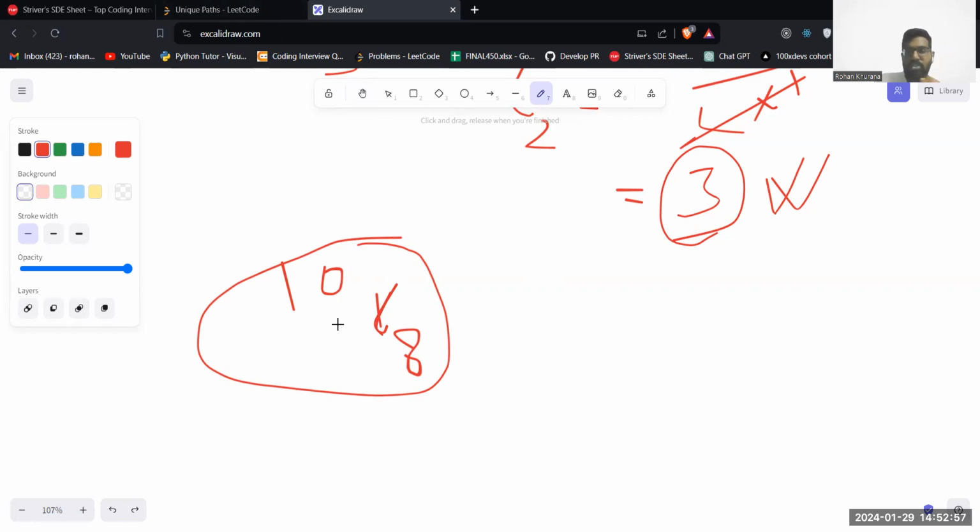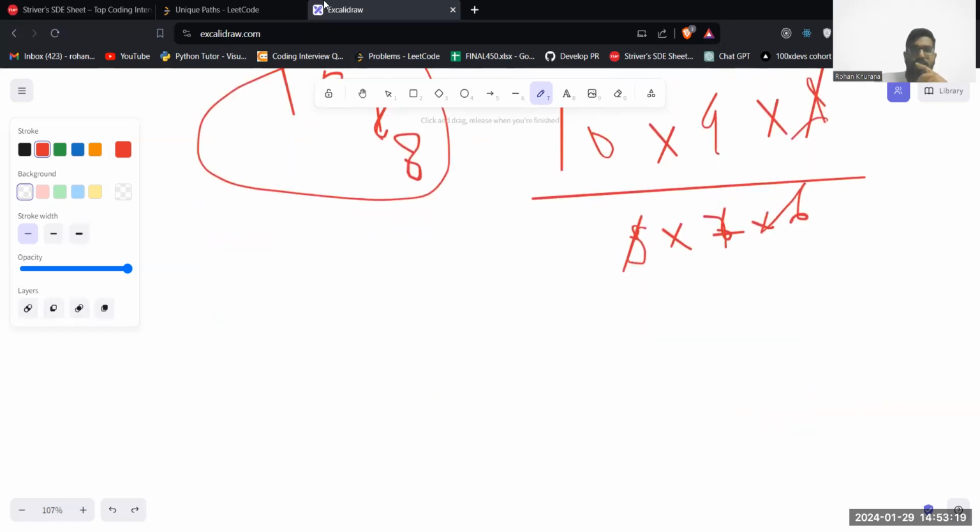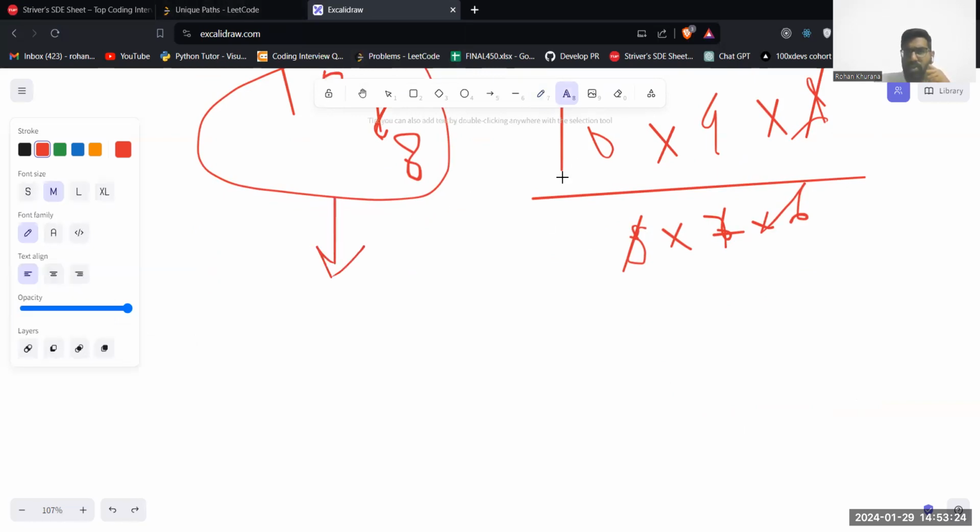Basically, it's 10 into 9 into 8 upon 8 into 6, 7 into 6, and so on. You can read more about it on the internet, like how to easily solve it, but I'll just write down the code for you. You don't need to understand all these things right now, because you will have dedicated questions for permutation and combination. There we will learn about it.